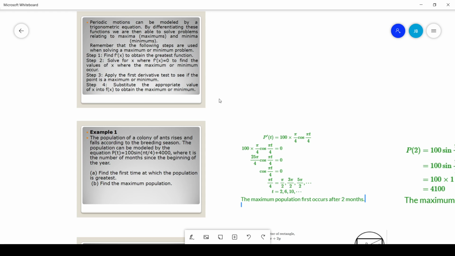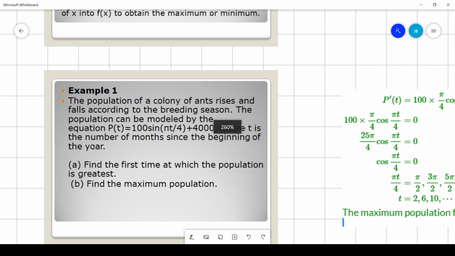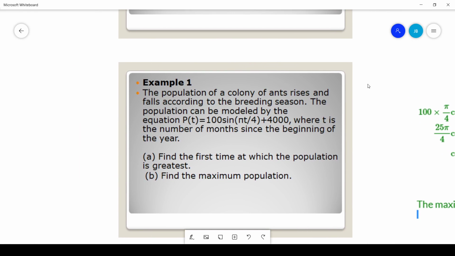Okay, so solve for x when f prime of x is 0. So you also equate it to 0. Apply the first derivative test. Okay, if a point is either maximum or minimum, or if it's time rates, we will have that example later. For step 4, you substitute the appropriate value of x into the original equation. So let's say, for example, you have this problem.